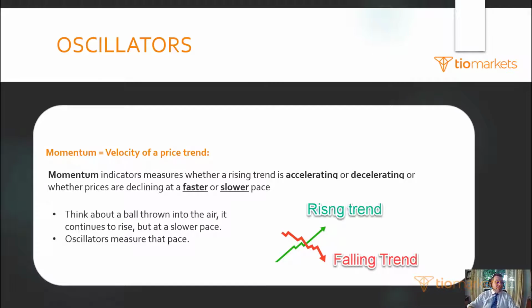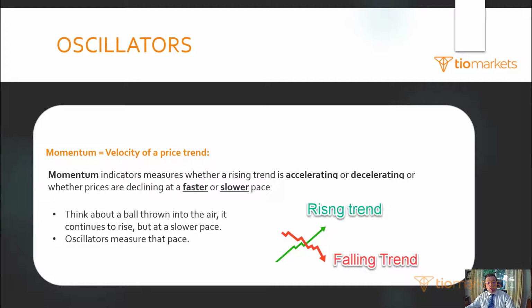Momentum indicators are going to measure whether a rising trend is accelerating or decelerating, or whether prices are declining at a faster or a slower pace. So you have rising trends and falling trends. Think about a ball you throw in the air. From the moment you release it from your hand, it's going to accelerate. It's going to keep pushing higher, but eventually gravity is going to take over and force the ball to stop accelerating higher, slow down, reverse, and then fall back towards Earth.